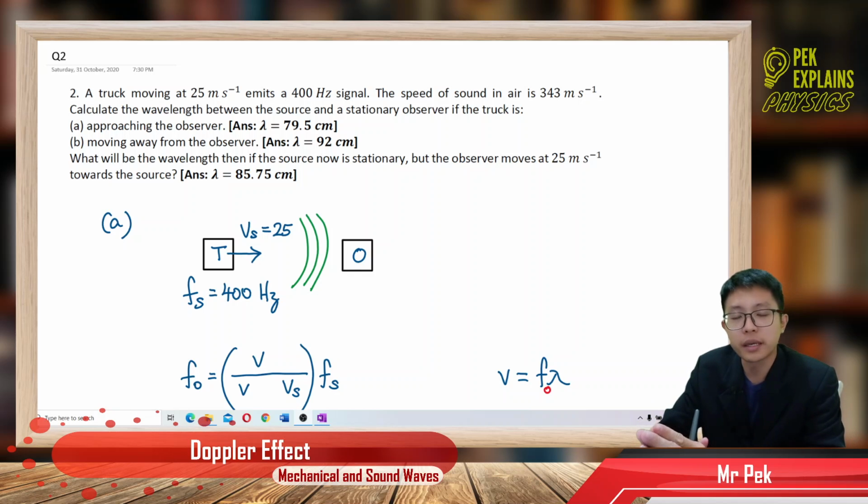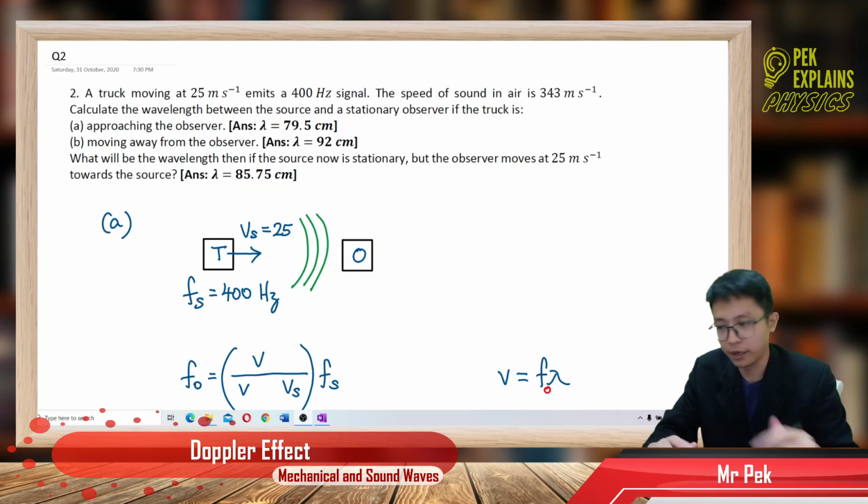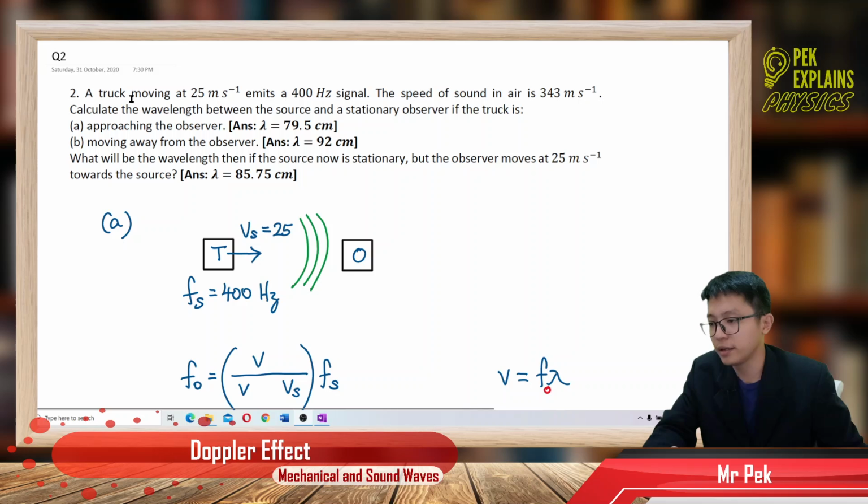Okay, here's the second question for Doppler effect. A truck is moving at 25 meters per second, emits a 400 Hz signal. The speed of sound in air is 343 meters per second. Calculate the wavelength between the source and a stationary observer if the truck is approaching the observer, moving away from the observer, and so on.